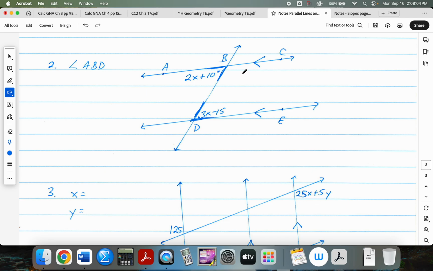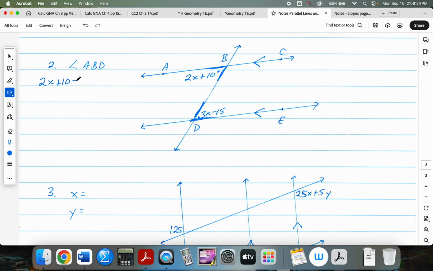Now, you are going to be asked why at some point, but for right now, just look at them. They're both acute. What type of angles are these? Alternate interior. So when lines are parallel, alternate interiors have the same measure.